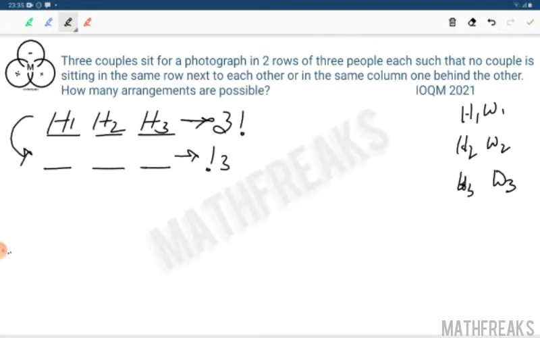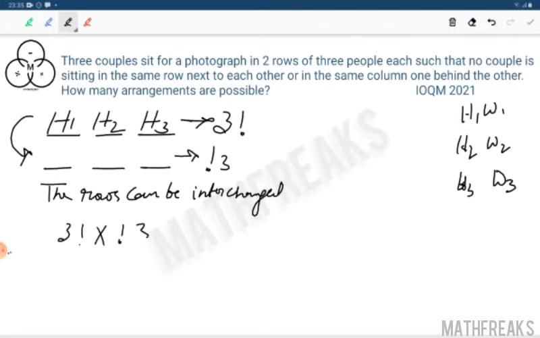So the whole thing, the rows can be interchanged. So this 3 factorial, subfactorial of 3 we have seen it is 2. This is 6. Will be multiplied by 2. We will get 24. This is the first case.